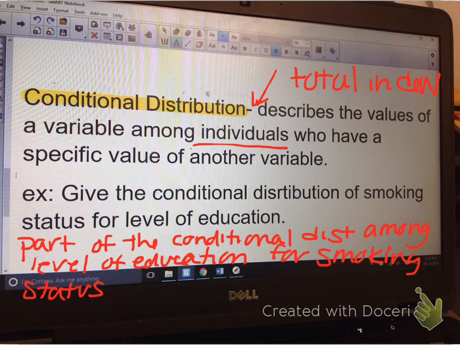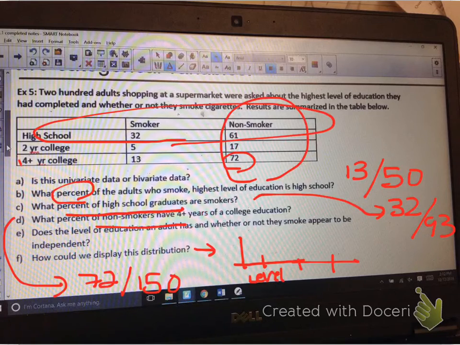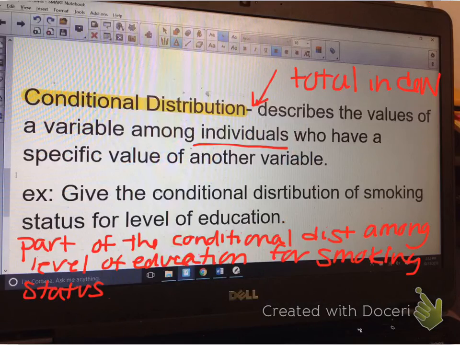But if I'm going to do that, okay, so among the level of education, I'm going to just look at the high school student, or let's do 4-year. So right here, this is the part of the conditional distribution among the education level for the smoking status, okay? So I'm looking at all the people in that education level, that's the status, okay? So how I do that now is I'm going to make it a decimal.